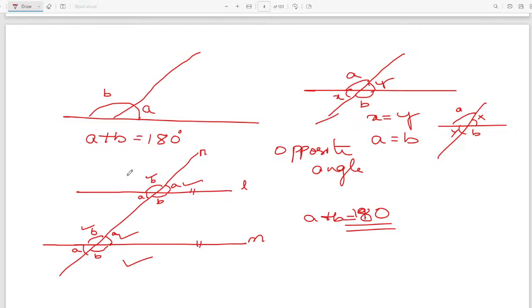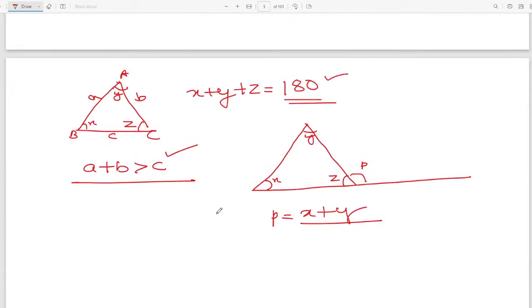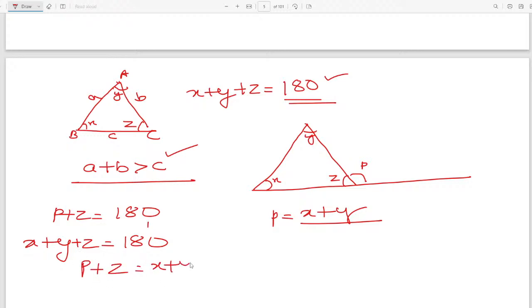So these are supplementary angles. We know that p plus z would be equal to 180, and x plus y plus z is equal to 180. If I substitute x plus y plus z for 180, p plus z is equal to x plus y plus z. I can cancel z here, so p is equal to x plus y. So the exterior angle is equal to the sum of the two interior opposite angles. The opposite angles of the interior angle z are x and y.